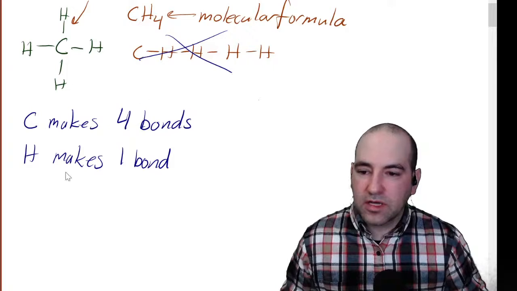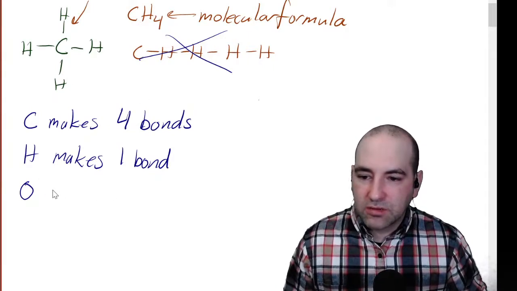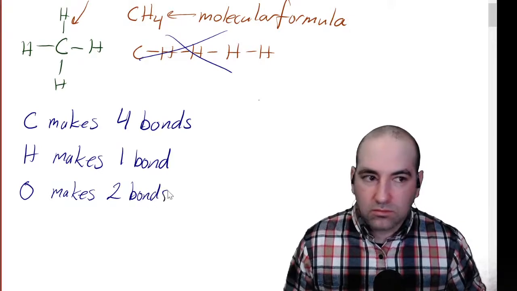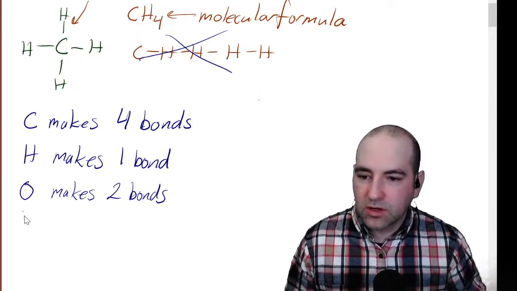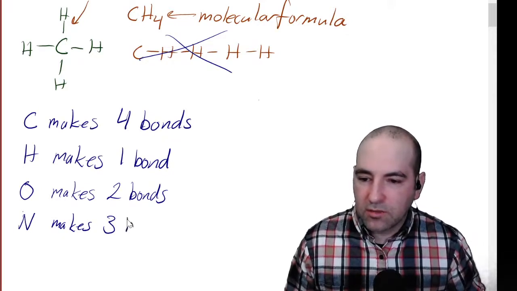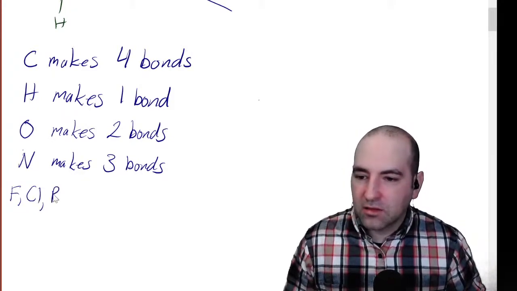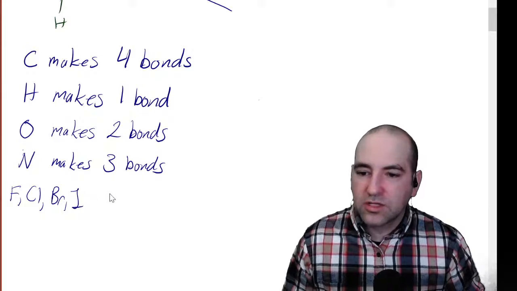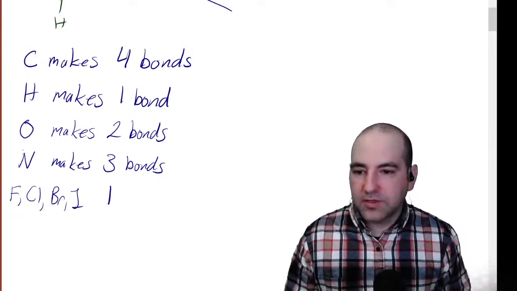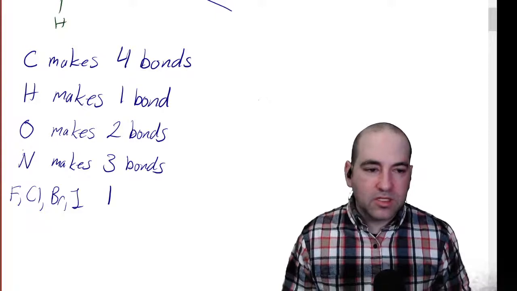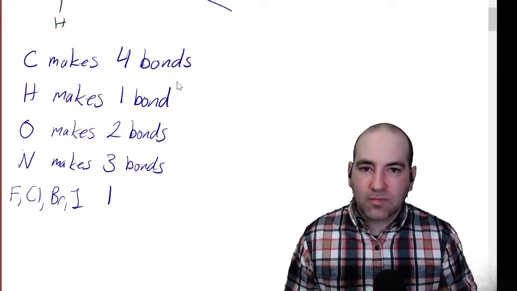Now, a couple others that we're going to see. Oxygen generally is going to make 2. Nitrogen is generally going to make 3. And the halogens, so that's F, Cl, Br, and I, generally are going to make 1 bond like hydrogen.